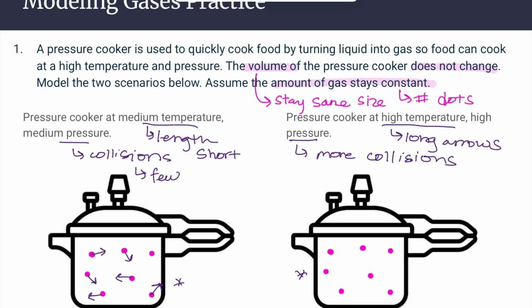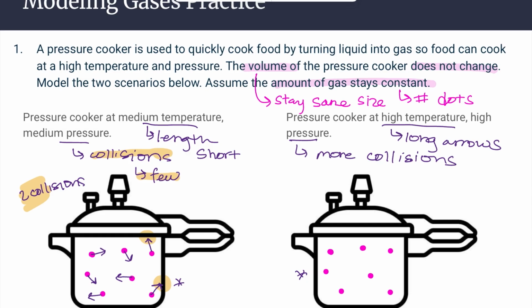And then maybe here's another collision with the container. And so my collisions, I'm only going to have a few. This one I'm showing, and if you want, you can circle those collisions. This has 2 collisions with those short arrows. If this is a medium pressure, then to show high pressure, I just need to have more than 2.